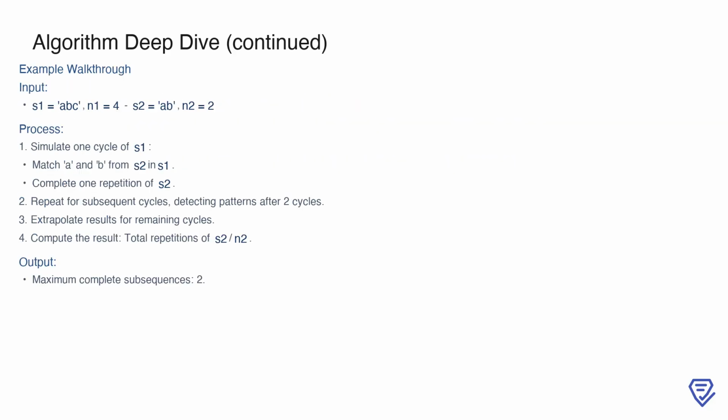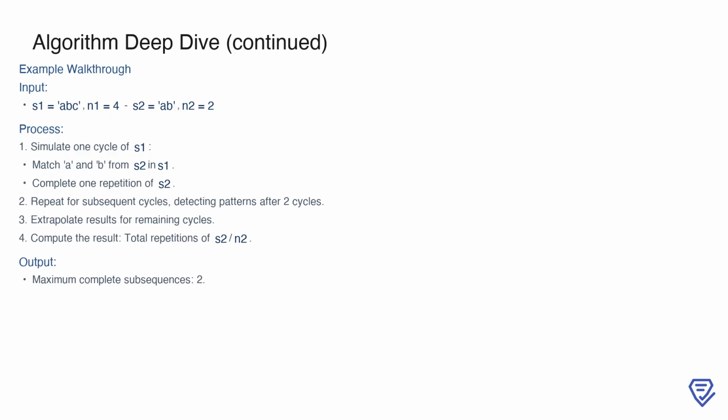Let's walk through an example. Suppose S1 is "ABC" repeated 4 times, and S2 is "AB" repeated 2 times. First, we simulate one cycle of S1. As we iterate through S1, we match the characters in S2, completing one full repetition of S2. Repeating this process for subsequent cycles, we observe that after 2 cycles of S1, a pattern emerges. Using this pattern, we can extrapolate the results for the remaining cycles without further simulation.